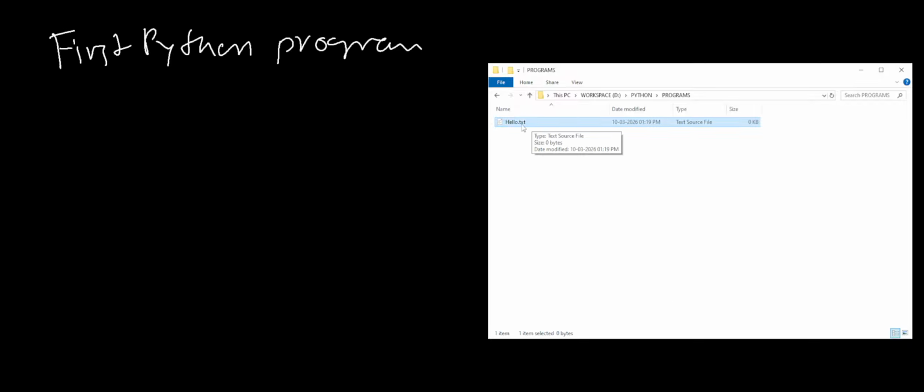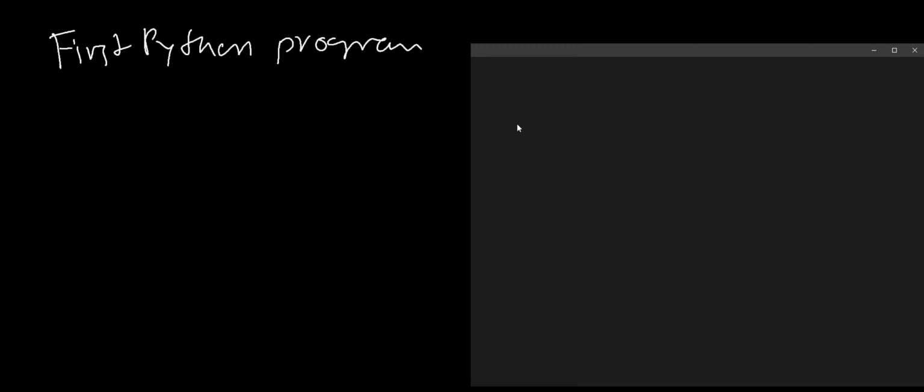Currently the extension is .txt. We'll write a code. This file is opened in Visual Studio Code Editor. Okay. So our first program is print. Just we want to say hello world. So how we will say that? Print hello world.